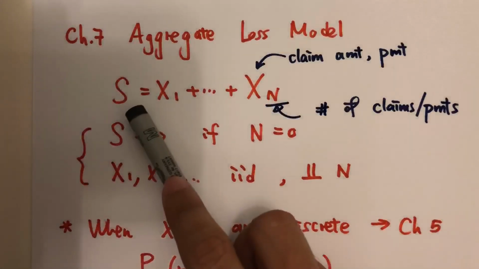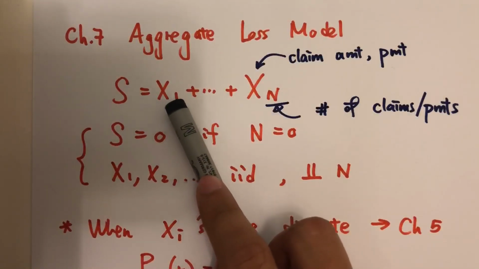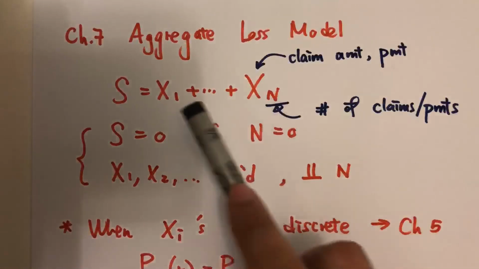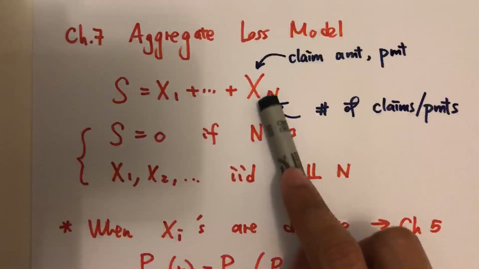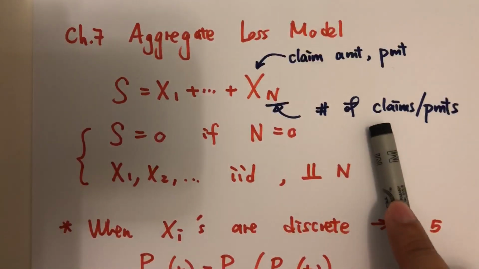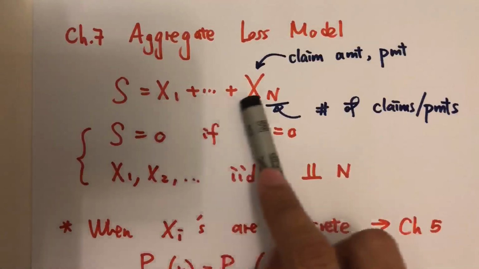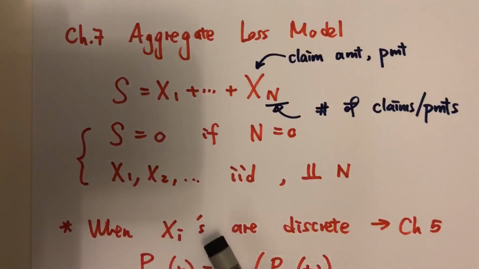You can see this S is a sum of variables X1 up to XN, and here you can see that the number of X in the summation is random. This N normally can be interpreted as the number of claims or number of payments. The X are the claim amounts or the payments. So the model is like the compound model we studied in chapter 5.